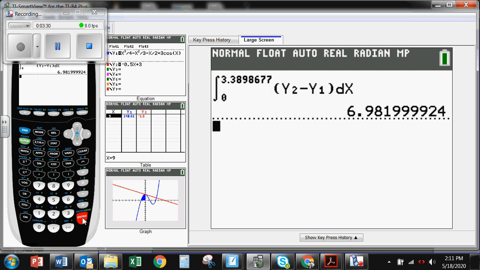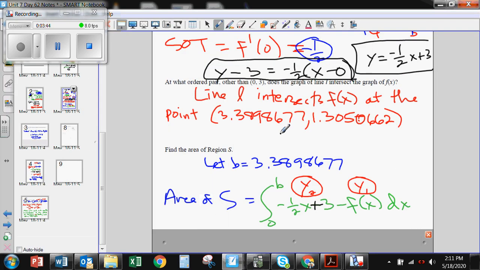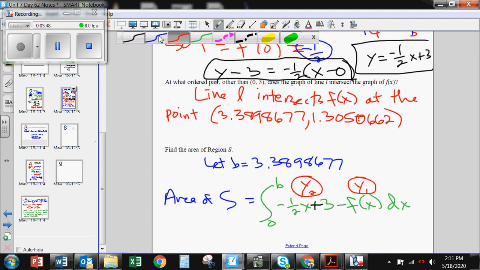We leave the decimals here because it has to carry, but in our final answer, we can just round to 3 decimal places, so 6.982, because obviously the fourth decimal place is 9. When we get to the AP exam, anytime we have to write out a decimal, we go to 3 decimal places. So this was equal to 6.982.